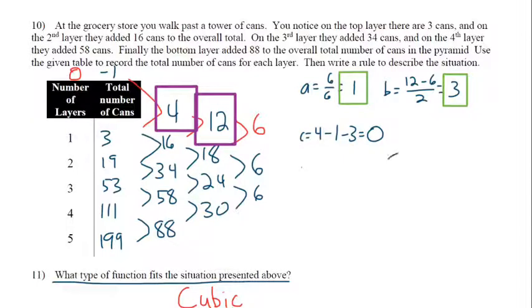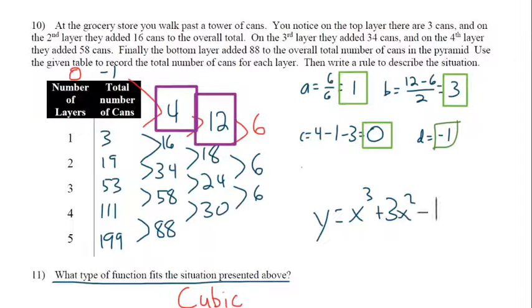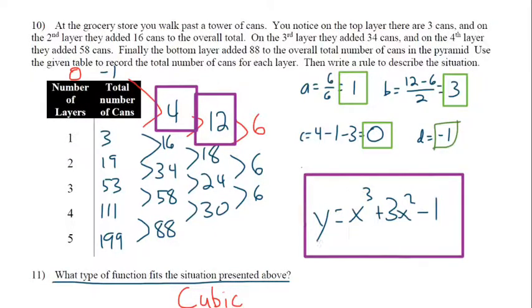And then last but not least, your D value. D equals negative 1. And that's okay. So your equation is y equals x cubed plus 3x squared minus 1. And that will be your equation for this pyramid. Easy peasy. You've already done 15 like that. Let's scroll down and keep this on your page. I'll pause if you're not done, but let's scroll down and see if we can answer the rest of these.